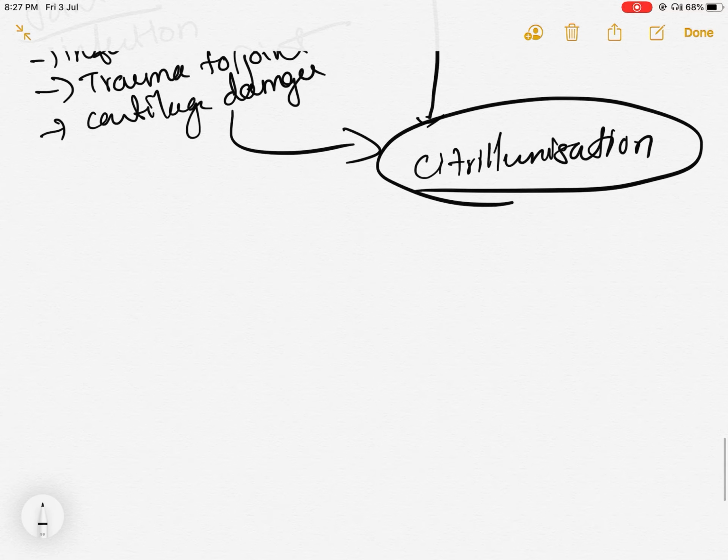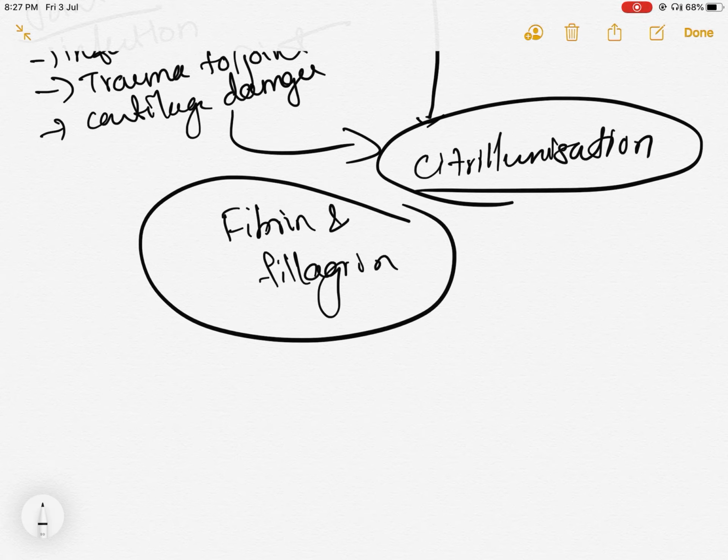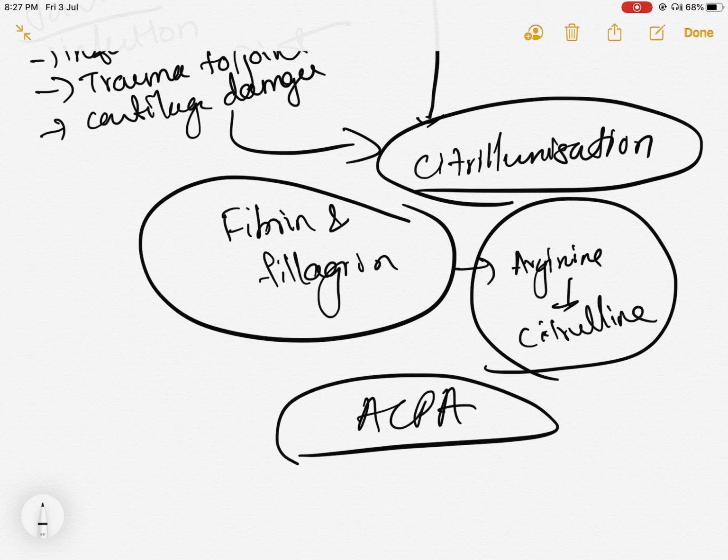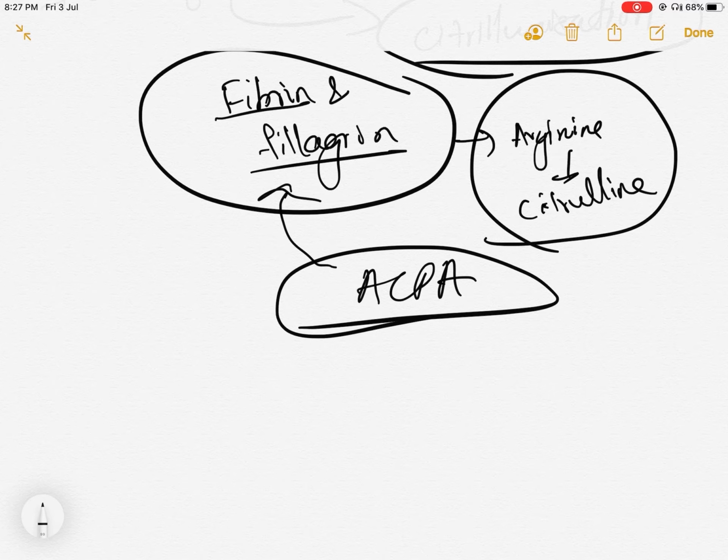The proteins which are citrullinated are fibrin and filaggrin. These are the two main proteins which are citrullinated. Here, citrullination is conversion of arginine. Arginine is converted to citrulline. So what happens is that antibodies are generated against this protein, that is ACPA, anti-citrullinated protein antibody, which goes and attacks this protein, that is fibrin and filaggrin. As a result, there is inflammation of the joint.